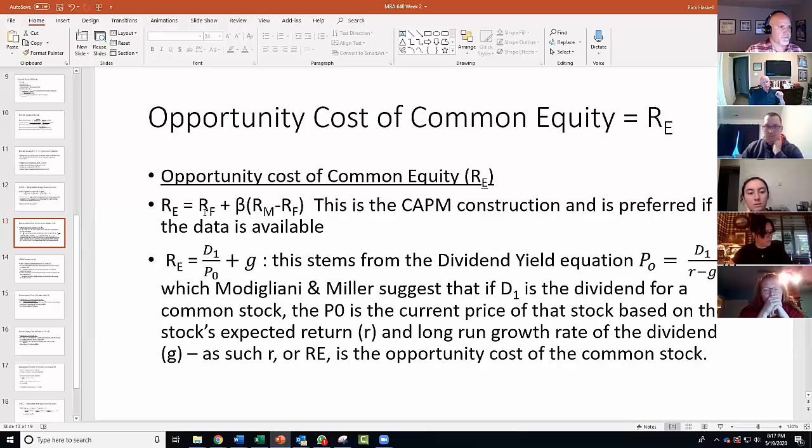RF is the risk-free rate in the investment market at any given point in time. Well, what investment do you think you might be able to make that would be the closest to being risk-free? Any ideas? The Treasury bond, United States Treasury bond. And the shorter the duration, the less possible risk, right? No. Isn't the 30-year the safest?